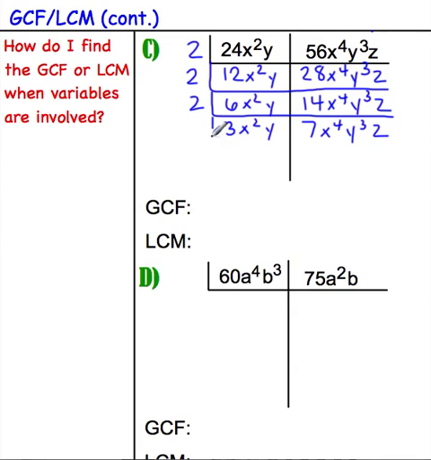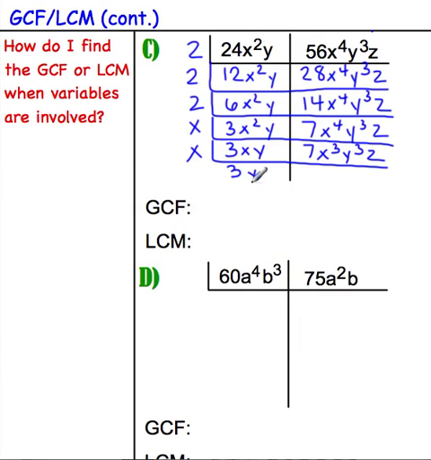3 and 7 I can't divide up, so now I need to start taking a look at those variables. I see they both have an x in common, so I'm going to divide out an x. 3 stays the same. X squared divided by x is x, and then I have a y. And then over here I have 7 x cubed, y cubed, z. And then I see they have another x in common. So if I divide out another x, I get 3y, and then I get 7x squared, y cubed, z.